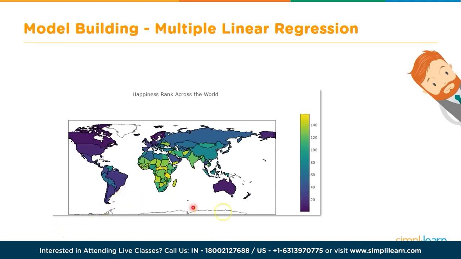We can see each of these countries, how they are in terms of their happiness score. This is the legend here. So the lighter colored countries have lower ranking, and these are higher ranking, which means that the ones with these dark colors are the happiest ones. So as you can see here, Australia and maybe this side US and so on are the happiest ones.